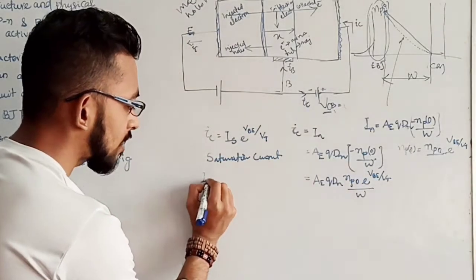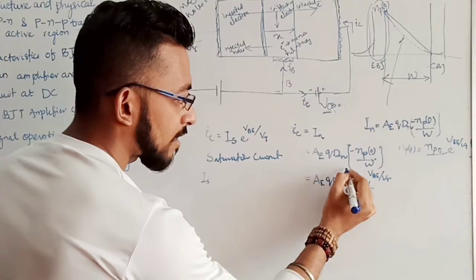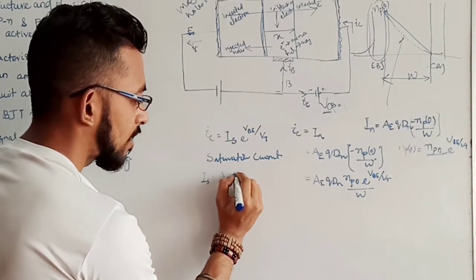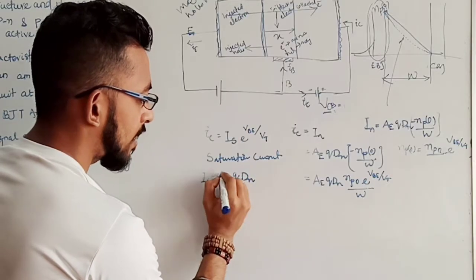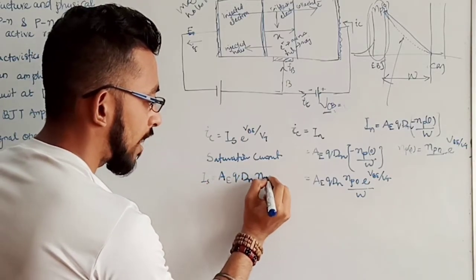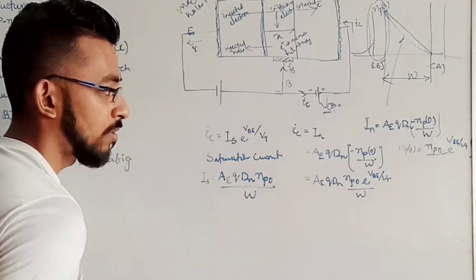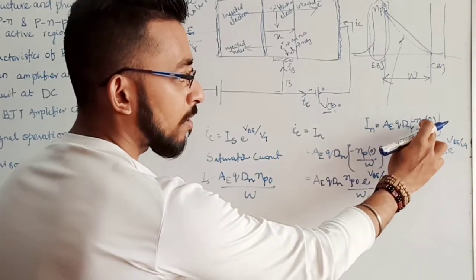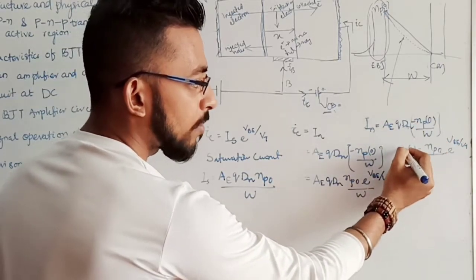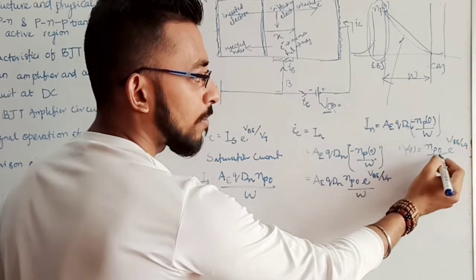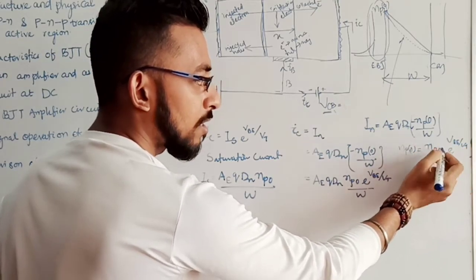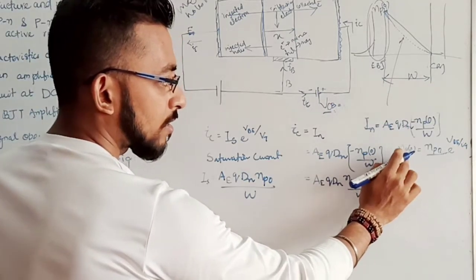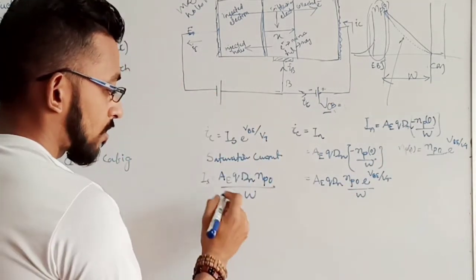So what is our IS? From here you can see, if you take this part, this gives me IS as A E Q D N NP naught upon W. Don't confuse between this NP naught and NP of naught. Both are different, because NP of naught is nothing but NP naught e power VBE upon VT. This is for the equilibrium condition, the NP value for equilibrium. And this is a function. So this is our IS.